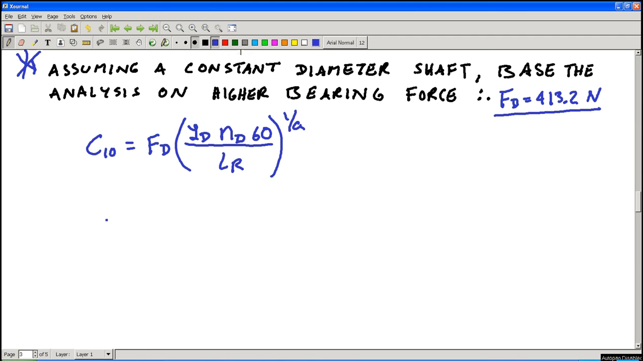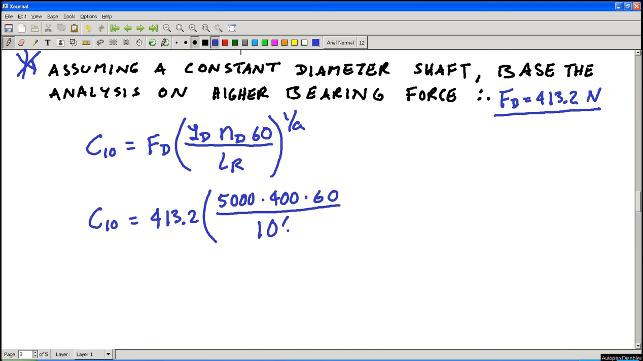And plugging numbers in, we'll have 413.2, 5,000 hours, an RPM of 400, the 60 conversion, 10 to the 6 for LR, and then A we've already said was 3. That gives a catalog dynamic load rating of 2.038 kilonewtons. That's pretty small.